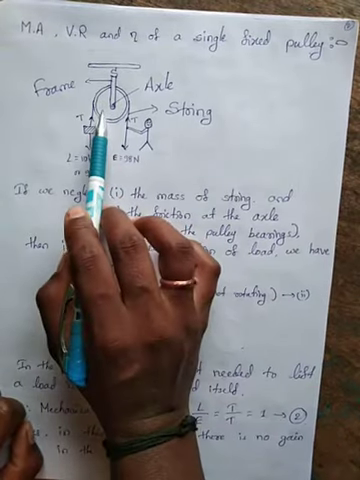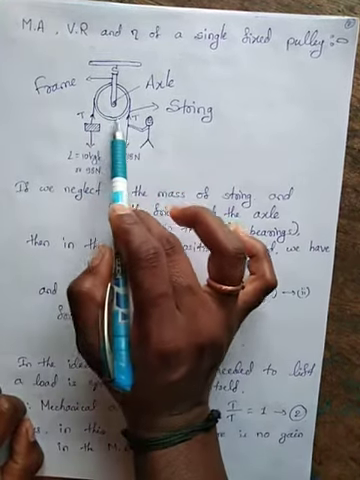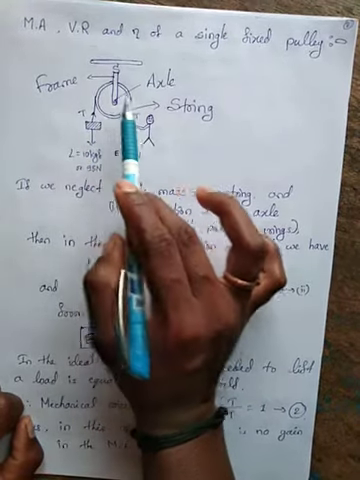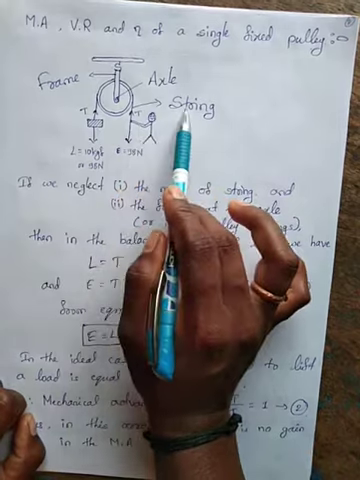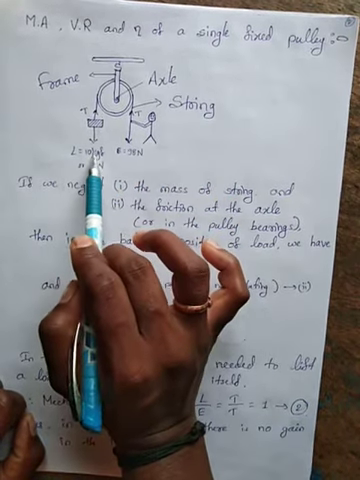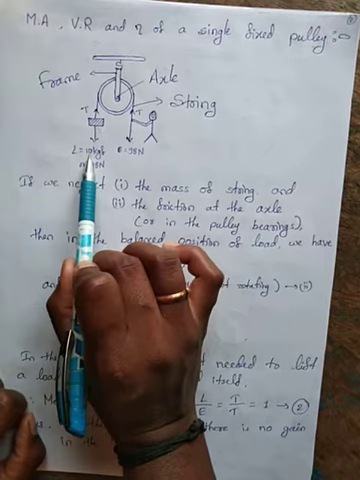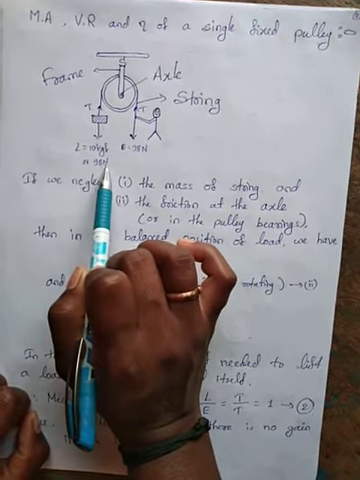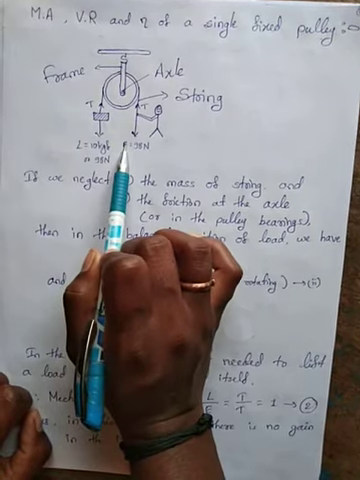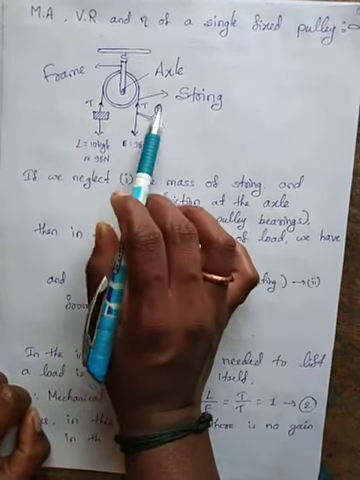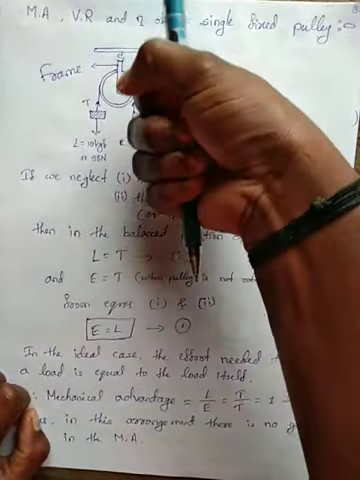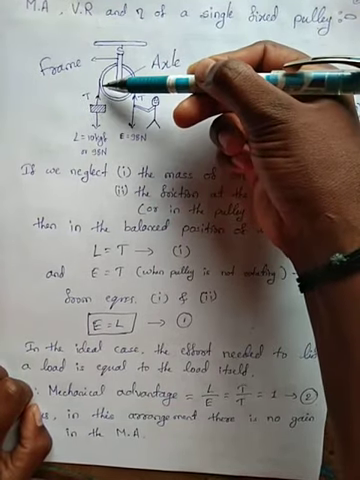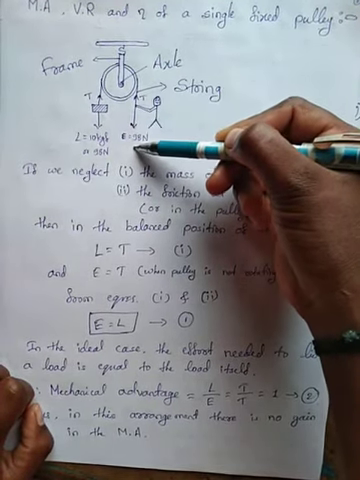This is a single fixed pulley. Here is the frame. This is the grooved rim. Here is the axle, and this is a string, and this is a load or a weight, that is 10 kgf, or equal to 98 Newton. In terms of Newton, the load is 98 Newton, and the effort you are applying is 98 Newton. Here is a person using that string, pulling this load. So the load will move in the upward direction, and the effort is in the downward direction.